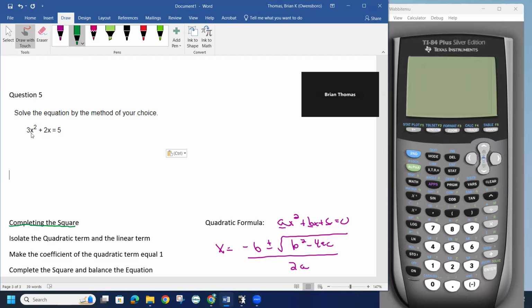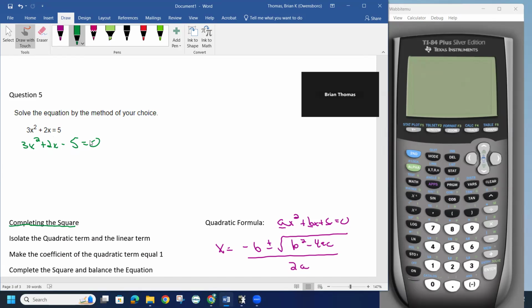are on both sides, but I have to divide by 3. When I divide by 3, I'm going to get like this 2/3 and this 5/3. That's going to start creating fractions. I may not want to deal with fractions. So the other strategy is to set it equal to 0. So I'm going to bring this as 3x squared plus 2x minus 5 is equal to 0.